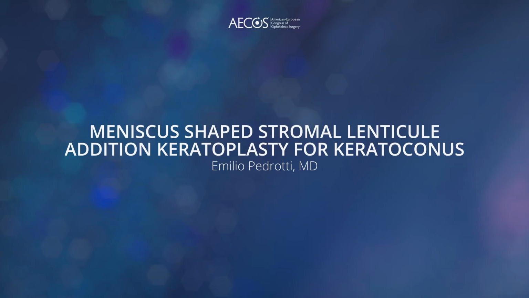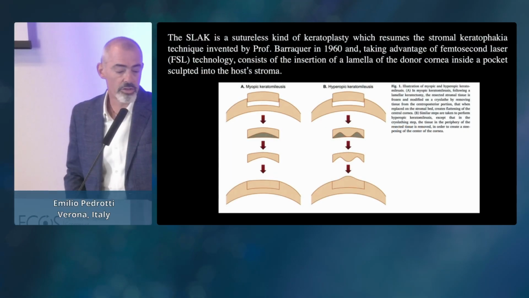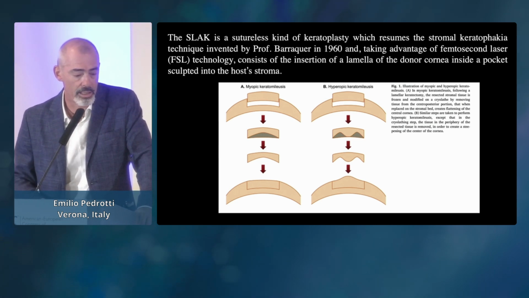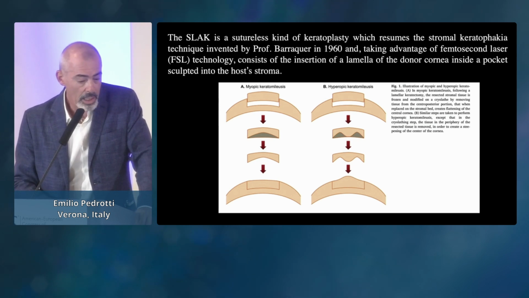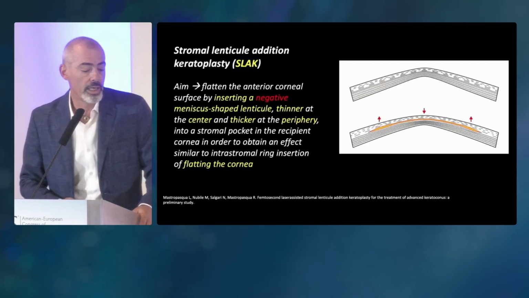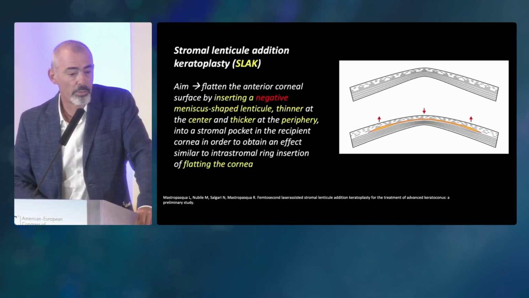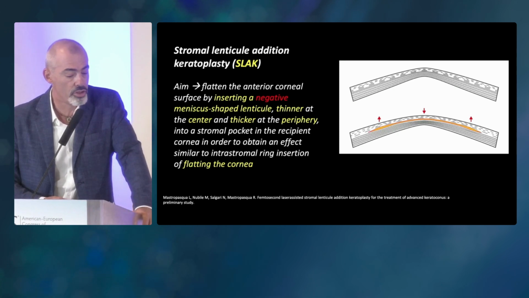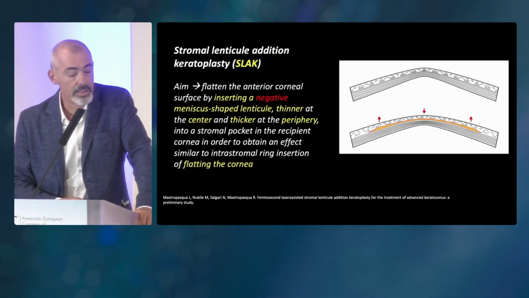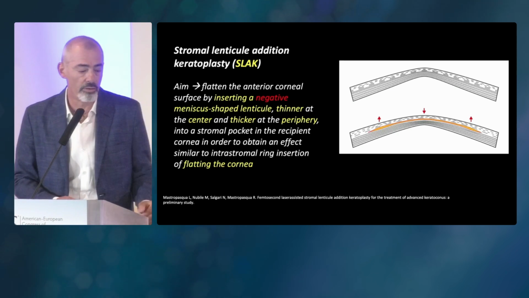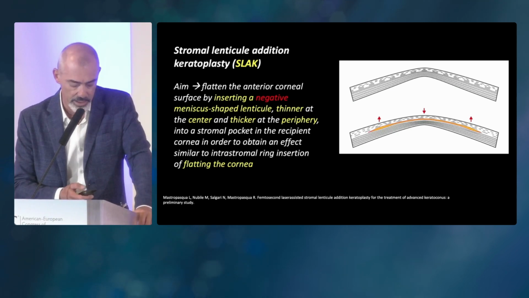The concept of SLAC is not new, because it's a sort of stromal keratophakia that was proposed by Professor Barraquer in the early 60s. But the new thing is the laser. The first stromal lenticle addition keratoplasty using femto was proposed by Professor Mastropasqua in Chieti by inserting a negative meniscus-shaped lenticle that is thinner in the center and thicker in the periphery in order to obtain a sort of intrastromal ring effect by flattening the cornea.